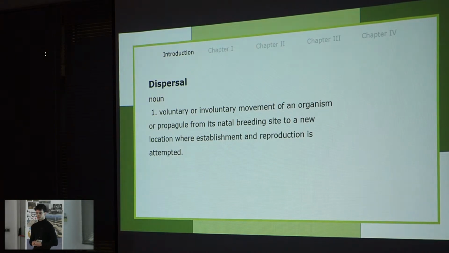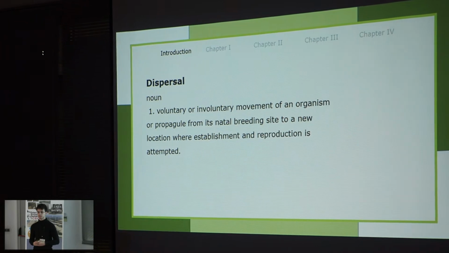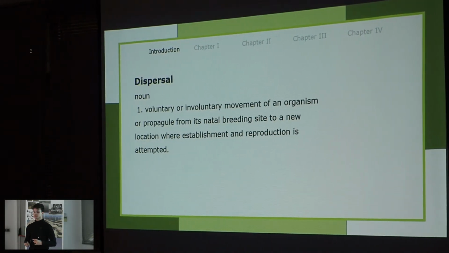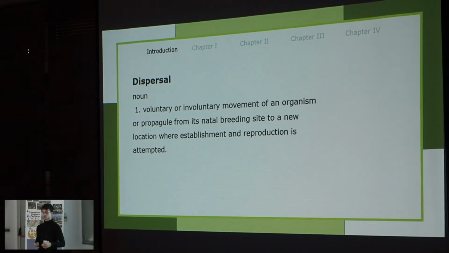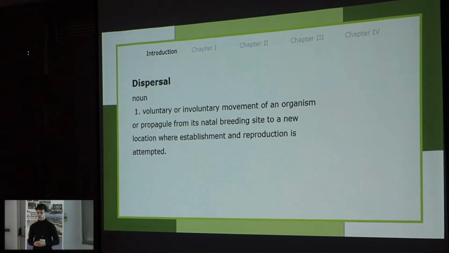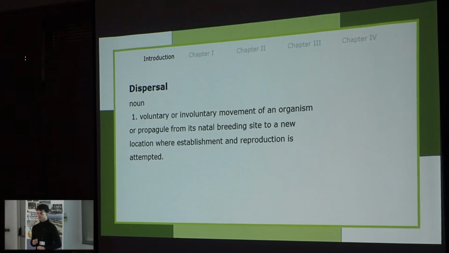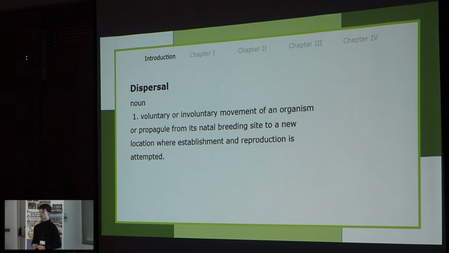I want to start the introduction with a definition of dispersal. That is the voluntary or involuntary movement of an organism or propagule from its natural breeding site to a new one, where establishment and reproduction is attempted. With that definition of dispersal, we can classify two types of dispersers, the abiotic and the biotic.